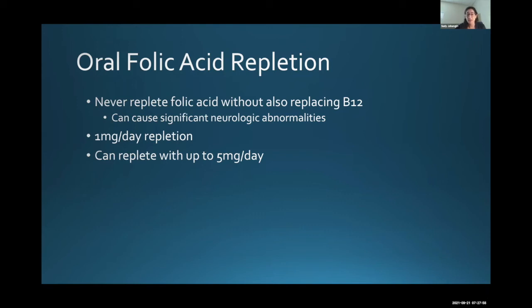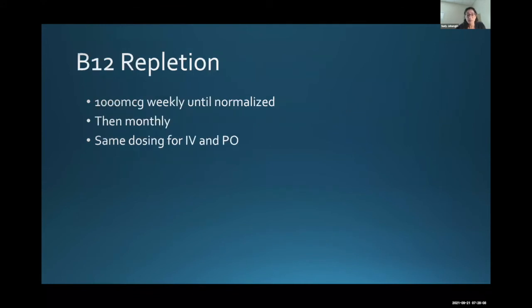So usually I'll do the two in conjunction with each other just to avoid the development of those neuropsychiatric symptoms. For dosing of folate, it's usually 1 milligram per day, but you can go up to 5 milligrams per day if needed, especially for those patients with poor absorption. For B12, it's again the same milligram. For some reason, we choose to write it as 1,000 micrograms weekly.